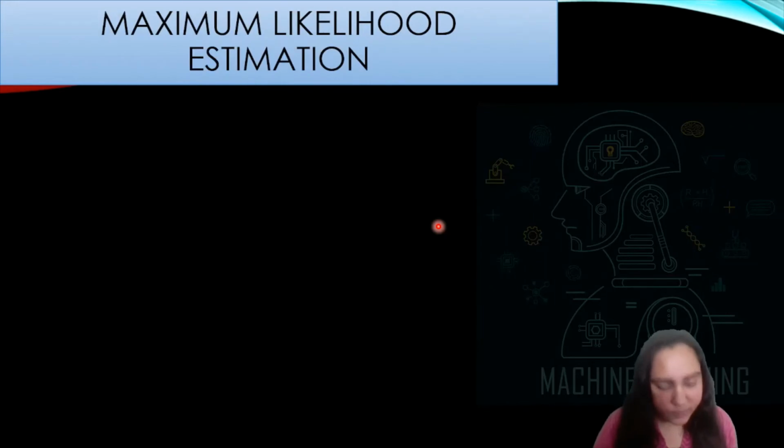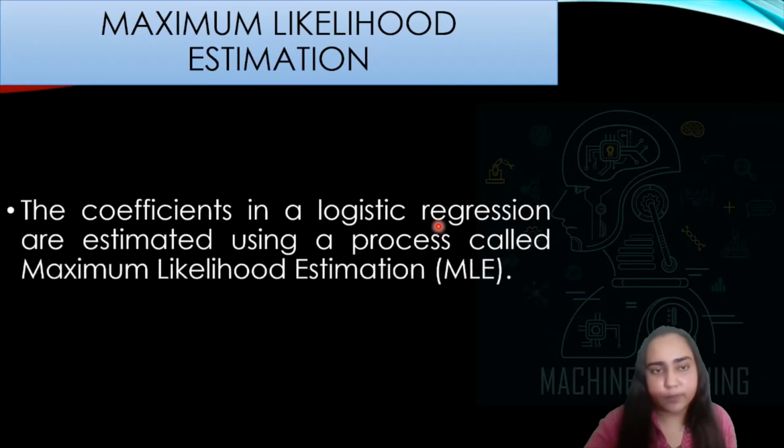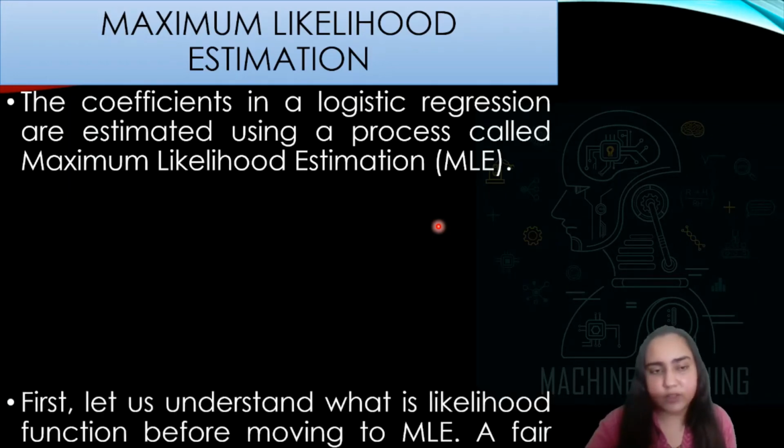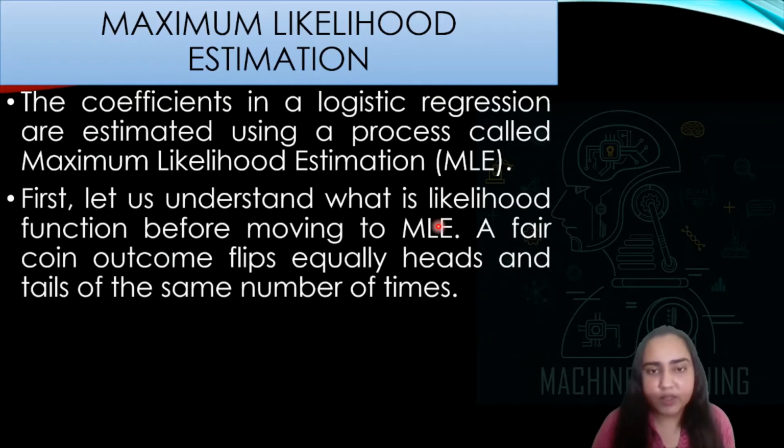Now let's talk about the last regression technique, which is the maximum likelihood estimation. So the coefficients in a logistic regression are estimated using a process called maximum likelihood estimation. So we saw that we do have coefficients A and B, constants, still available. We can calculate those constants using the maximum likelihood estimation. So first, let us understand what this likelihood function is before we move on to MLE.